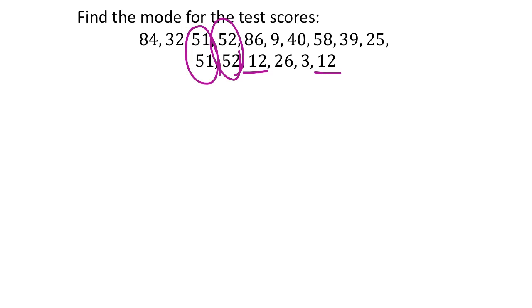Let's see. I'm not seeing any others. Now, in this case, again, I don't see any others, but we have 3 numbers that repeat twice. There are no numbers that repeat 3 times or more, which means that we end up with more than one mode: 12, 51, and 52. So it is possible to have no mode if none of the numbers repeat. It is possible to have more than one mode as well, though, okay? So just keep that in mind. Some of the problems may have more than one mode when you're doing the homework.